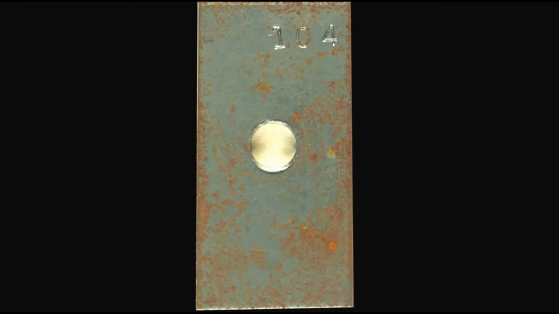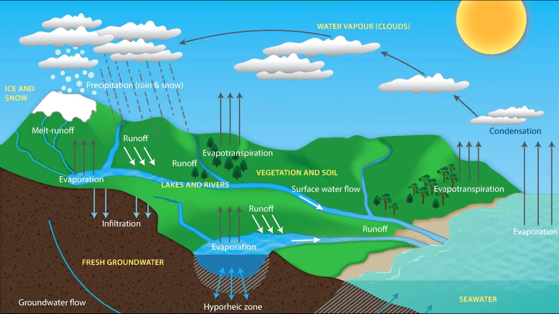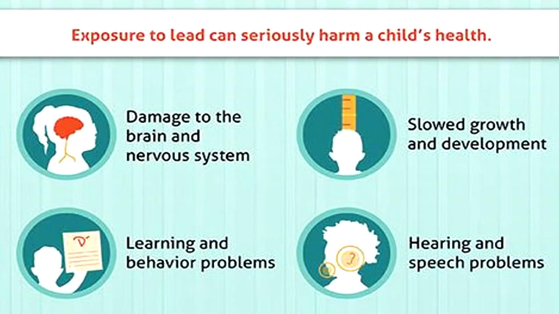Rust forms through the process of oxidation. Rainwater dissolves this and runs off into nearby watersheds or aquifers. Lead is a metal that is harmful to organisms. Lead can cause brain damage, physical and mental delays, and damage to organs.